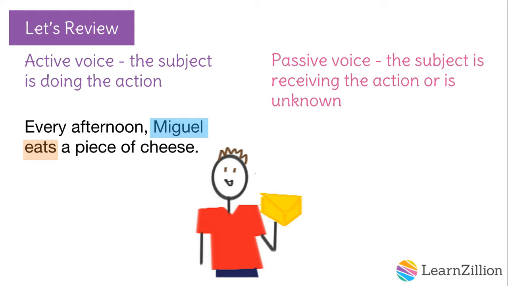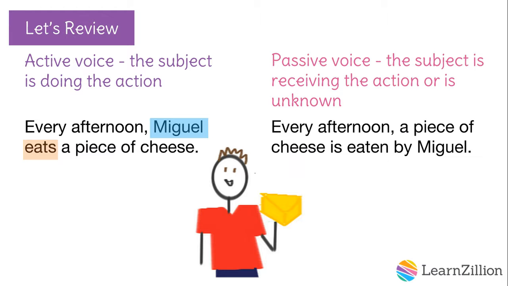In passive voice, the subject is receiving the action. In other words, we say that the verb is being done by someone or something. Another clue that will help us find passive voice is a by phrase. Many passive sentences will say that the verb is done by the subject. This sentence is written in passive voice.